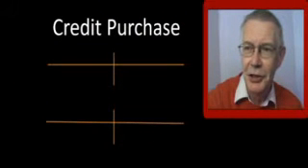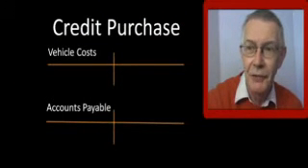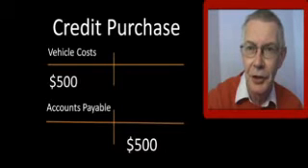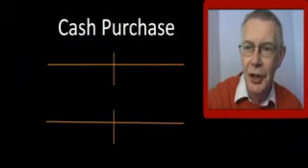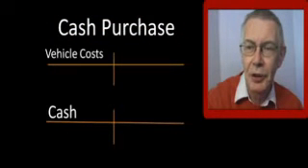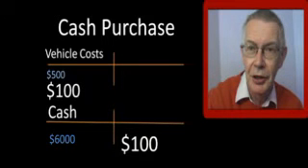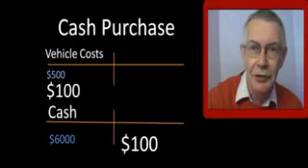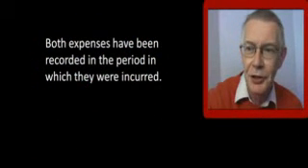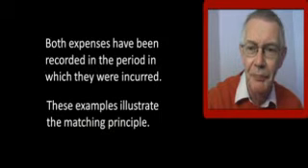The credit purchase is entered as a debit to vehicle costs for $500 and a credit to accounts payable of $500. The cash purchase is entered as a debit to vehicle costs for $100 and a credit to the cash account of $100. So both expenses have been recorded in the period in which they were incurred. These examples have shown the matching principle.